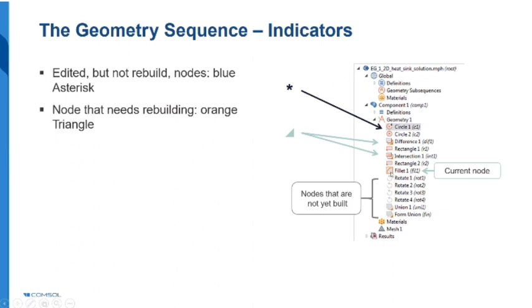This is the current node, as I was mentioning earlier. And whenever you see any grayed out nodes, either they could be disabled nodes, or if they are not disabled, these are nodes which are not built yet.